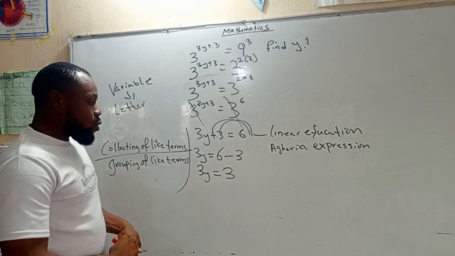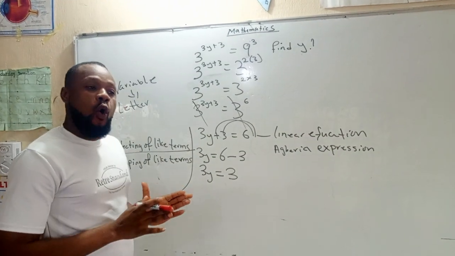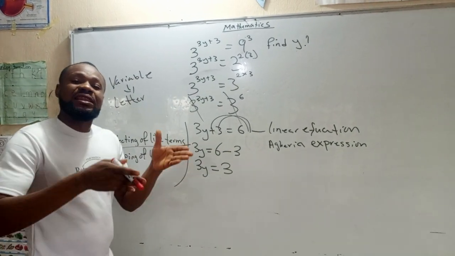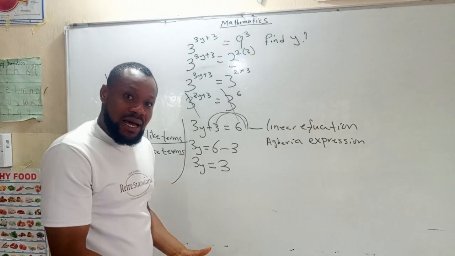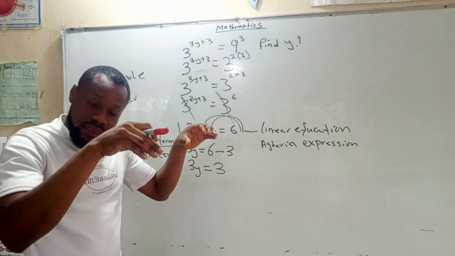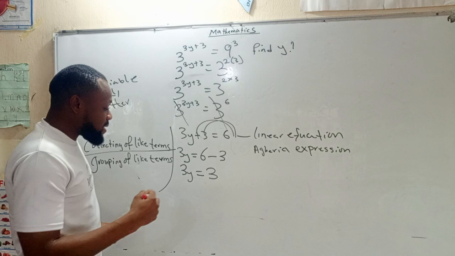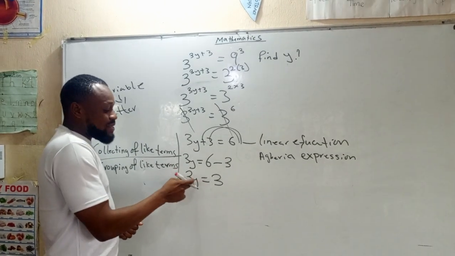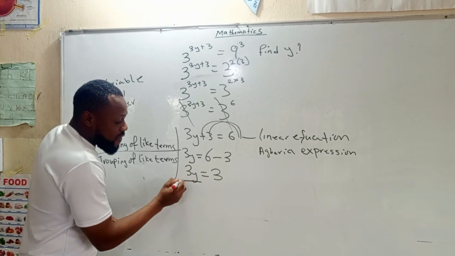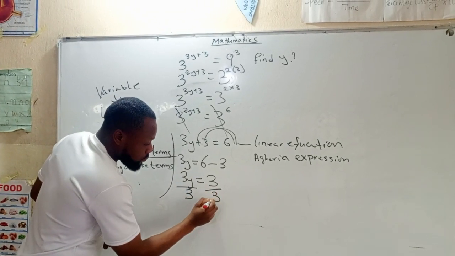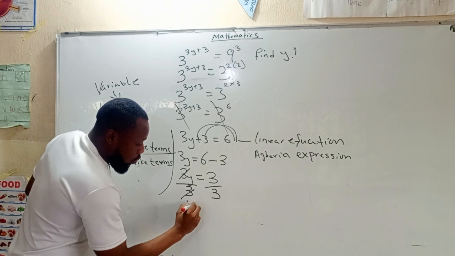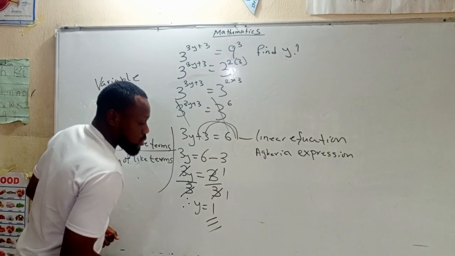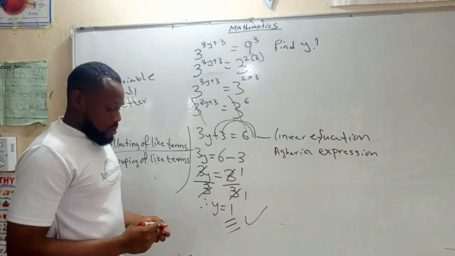Now, there is what we call dividing both sides by the coefficient of y. What I mean by the coefficient is the number attached to the what? To the letter. That is the coefficient of the letter. Now this y is a letter and this 3 is the coefficient of y because it's attached to the y. So we divide both sides by 3. Therefore y is equal to 3 over 3, which is 1. So y is equal to what? 1. This is our answer.